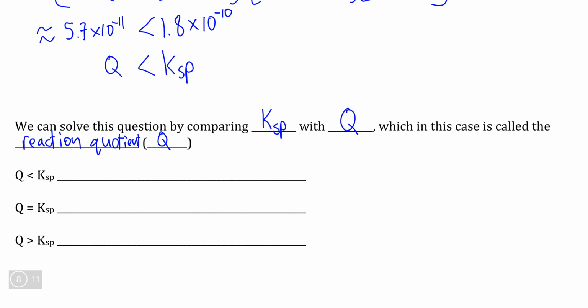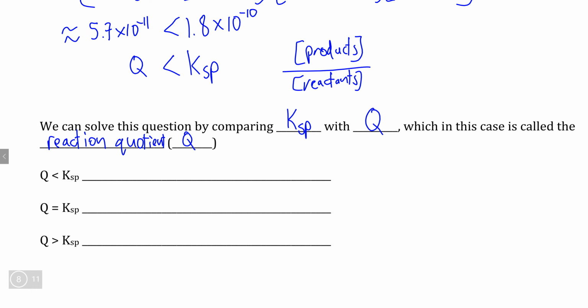Well, if we remember the comparisons with Q and KEQ, remember that KEQ is simply a measure of the concentration of products divided by the concentration of our reactants. So in this case, we don't really have concentration of reactants because our precipitate is constant. So comparing Q and KSP is effectively telling us whether we have too many products, too few products, or exactly enough products in order to be at equilibrium.